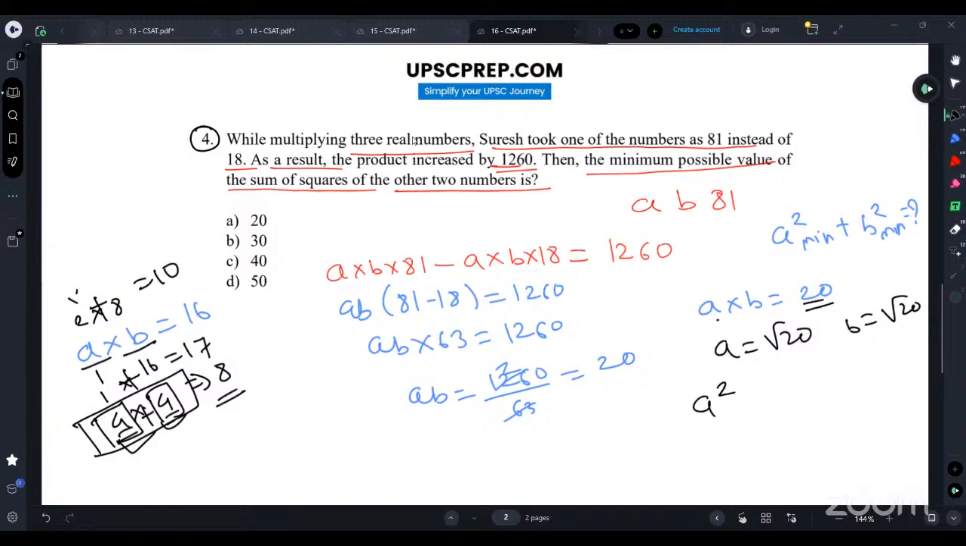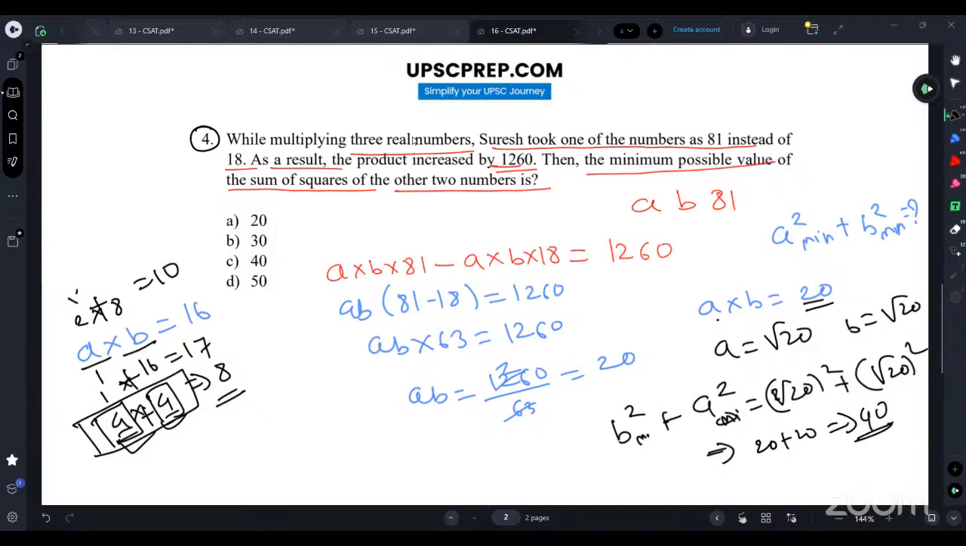Now let's take the summation of squares of these numbers. A square will be what? Root 20 square, right? And B square will be what? Root 20 square. We want to take the summation, right? A square plus B square. So that will be 20 plus 20. So the minimum summation of the squares will be 40. Maximum can be another number, okay? But we want to find out the minimum, right? Maximum can be what? It can be 1 into 20. So 20 square will be what? 400, right? Plus 1 square will be 1. Maximum can be 401. Okay, but we want to find out the minimum.